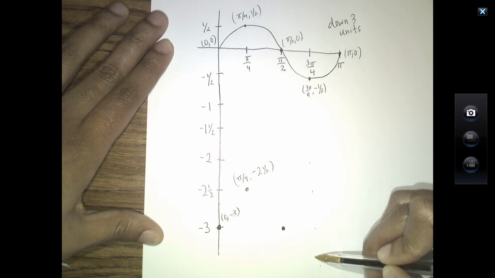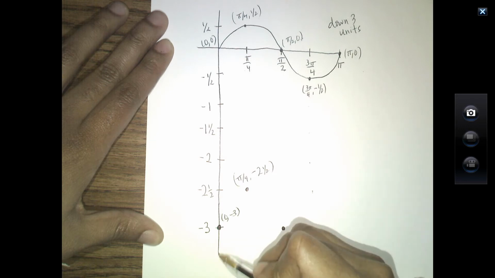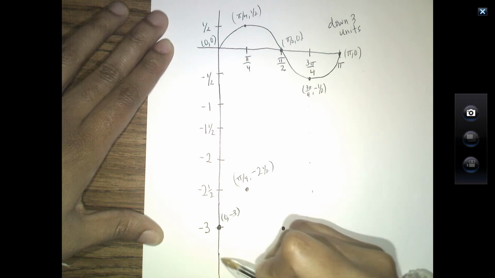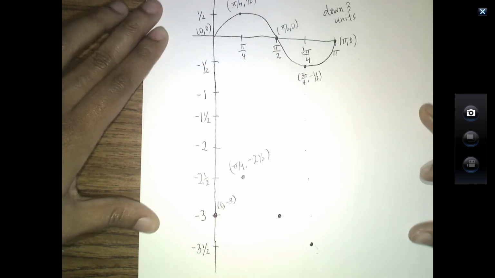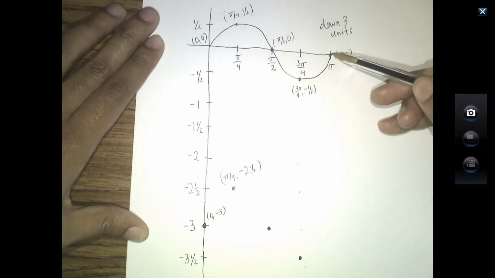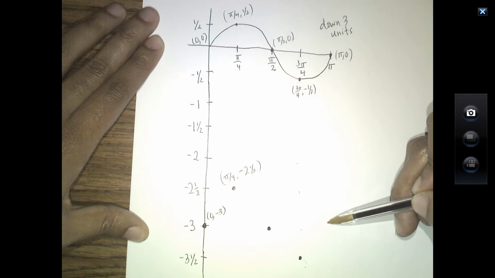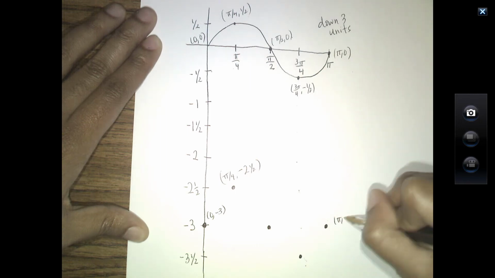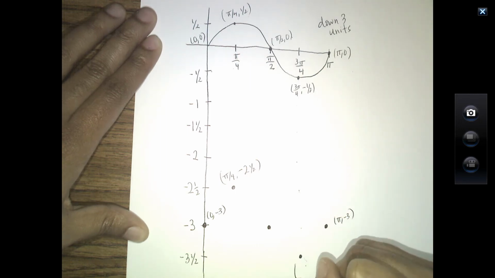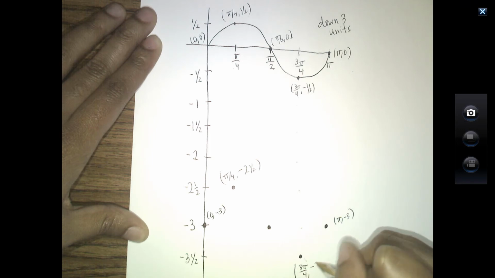Try to be really perfect about this, guys. All right, here we go. So just to show your scale, come across here. I'm calling this negative 3.5. All right, good deal. And then the last one, this one's straightforward. It's going to be at negative 3 because it was at pi, comma 0. So this one's going to be right here. And let's put our coordinate, pi, comma negative 3. This one is 3 pi over 4, comma negative 3.5.